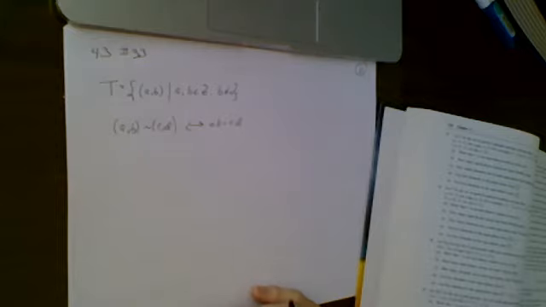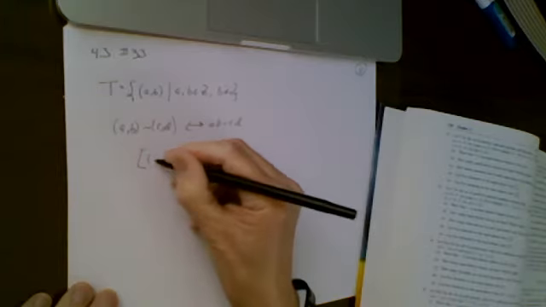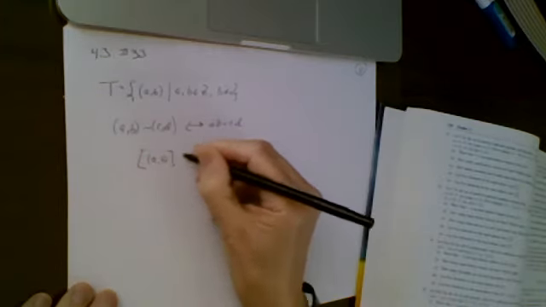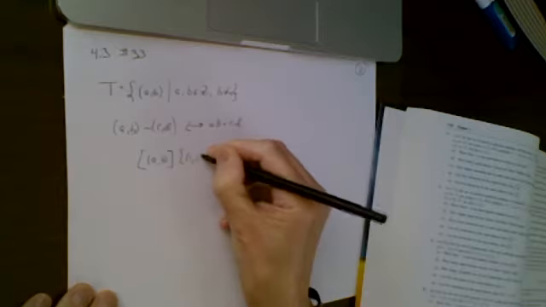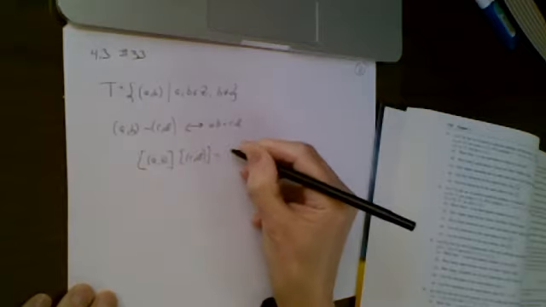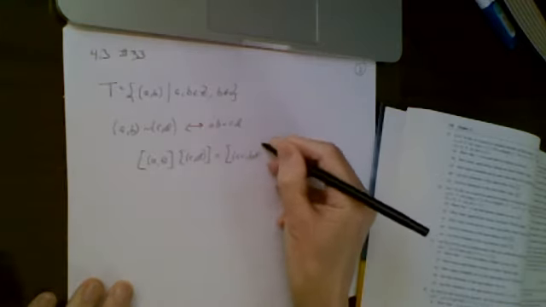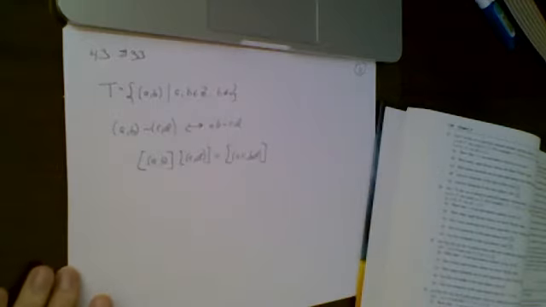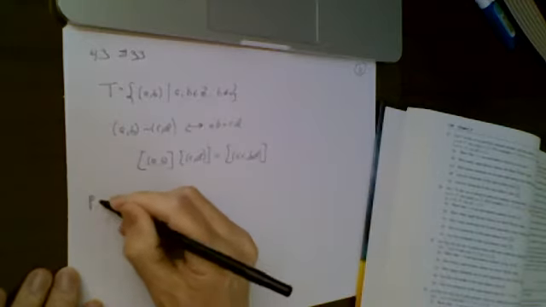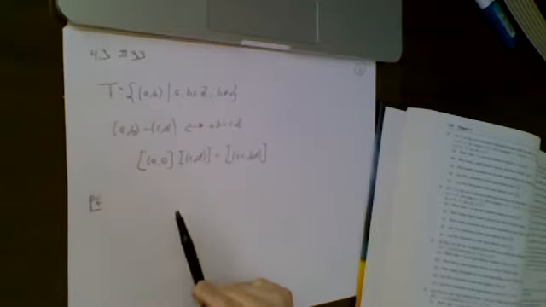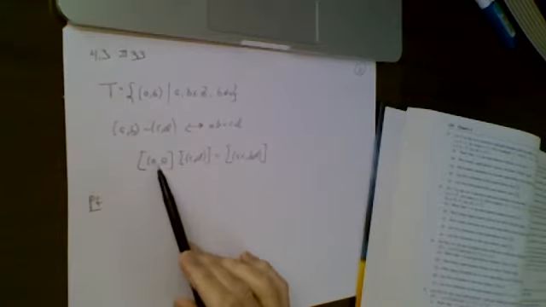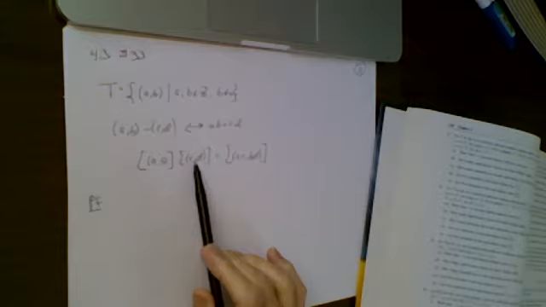We want to prove that multiplication is well defined. And here's how we define multiplication. The class containing (A, B) times the class containing (C, D) is the class containing (AC, BD). So now, to prove it's well defined, we have to show that if we change the name of this class and we change the name of this class, we get the same answer.